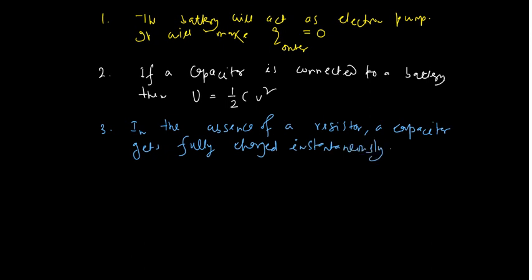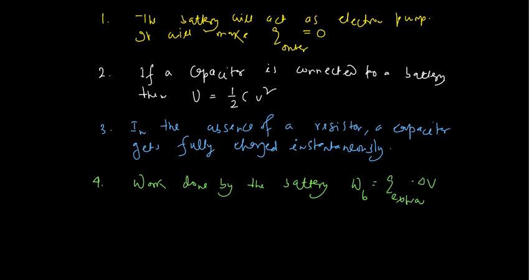A capacitor gets fully charged instantaneously. What is the fourth point to be remembered? The fourth point is that the work done by the battery, WB, is equal to Q extra into delta V. And the fifth most important point is that in this process a finite amount of heat will be dissipated.